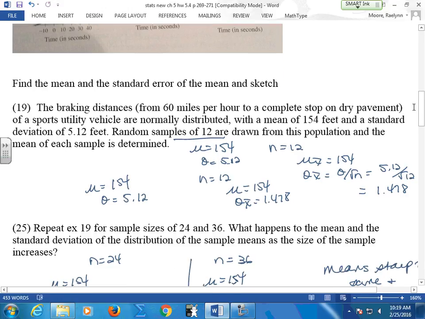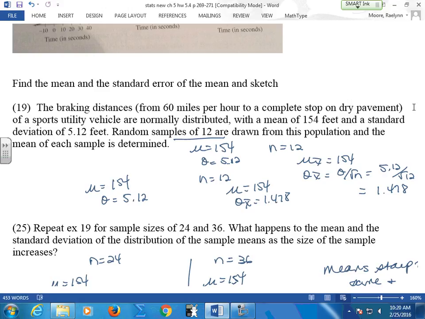19 says that braking distances from 60 miles an hour to a complete stop are normally distributed, and it has to tell us that. Normally distributed, and it has a mean and a standard deviation. Random samples of 12 are drawn. So when your n is less than or equal to 30, we have to tell you that the population was normally distributed. If we did not say that, you could not apply the central limit theorem here.